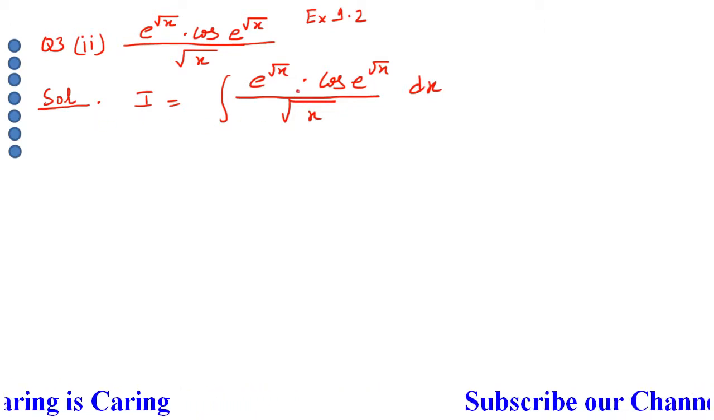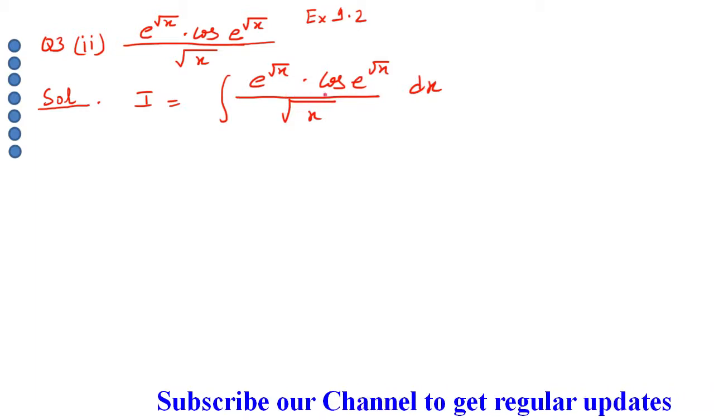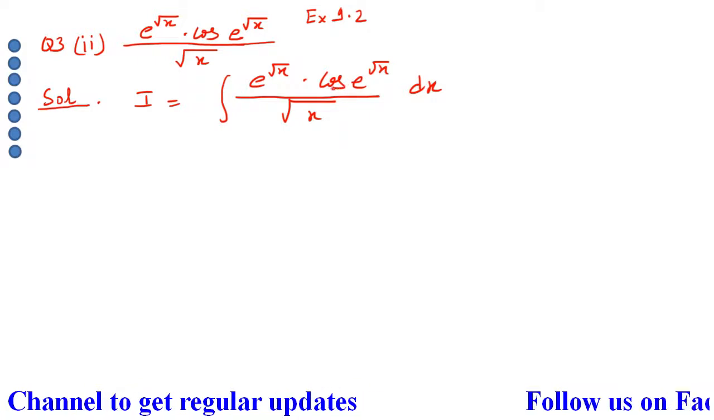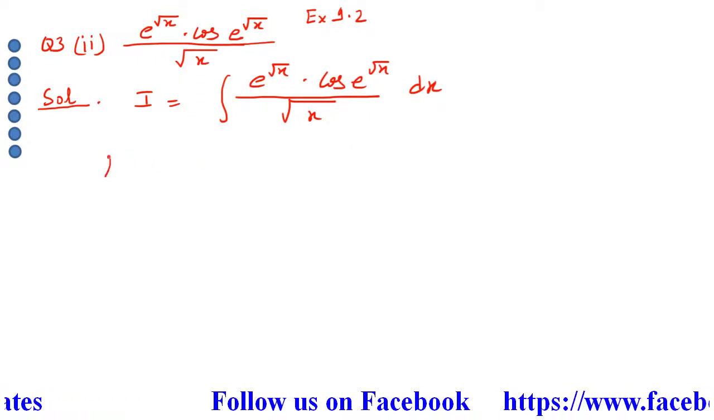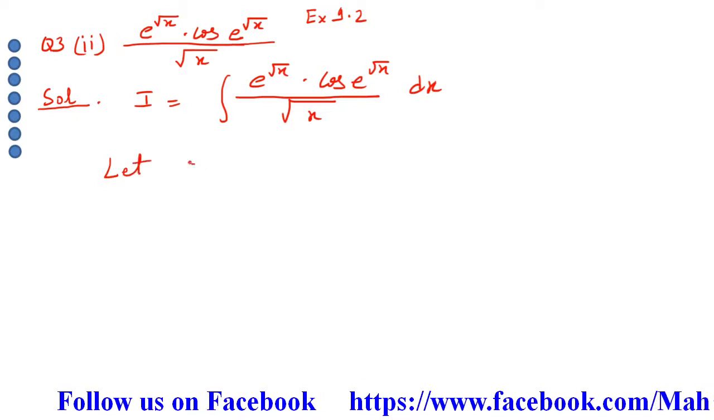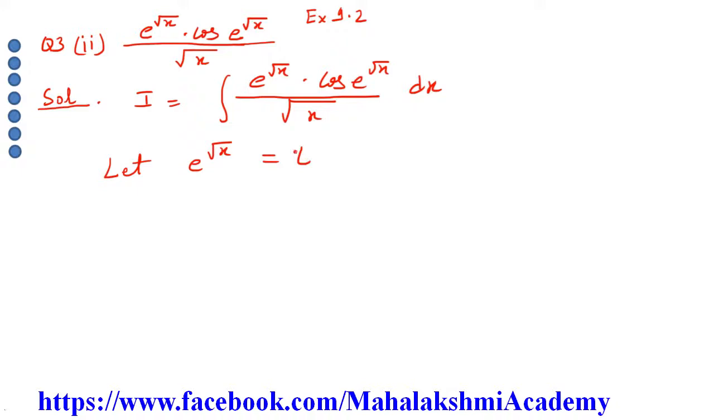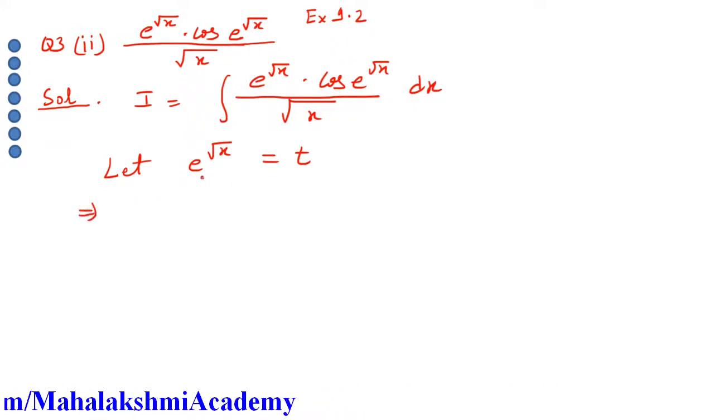Now here, since there are multiple functions, we cannot integrate directly. We have to use some other option. So I am going to integrate it with the substitution method. The substitution which I am going to assume is: let e to the power square root of x be t. So this is our assumption. Now we are going to differentiate it with respect to x.